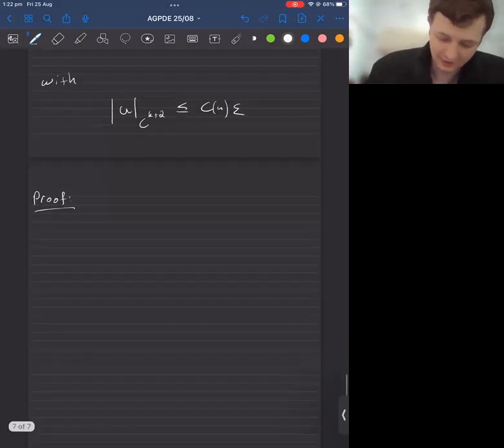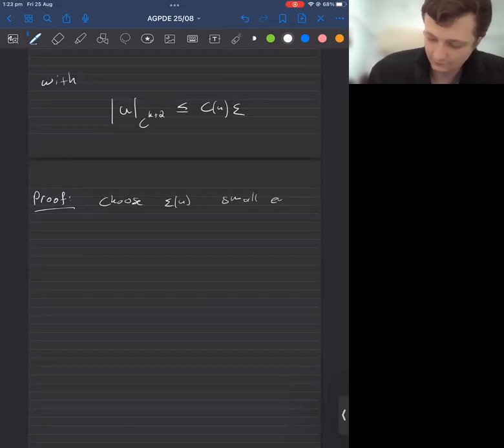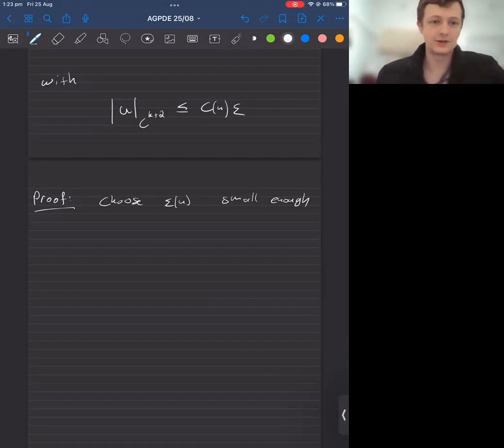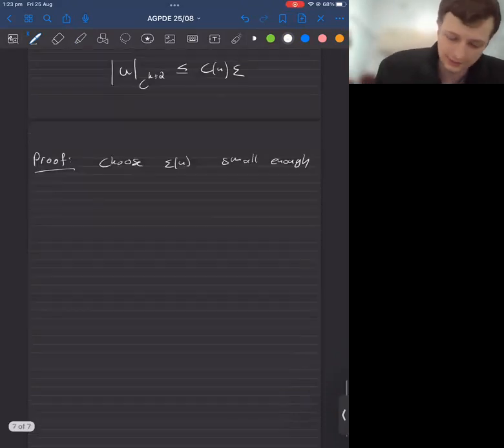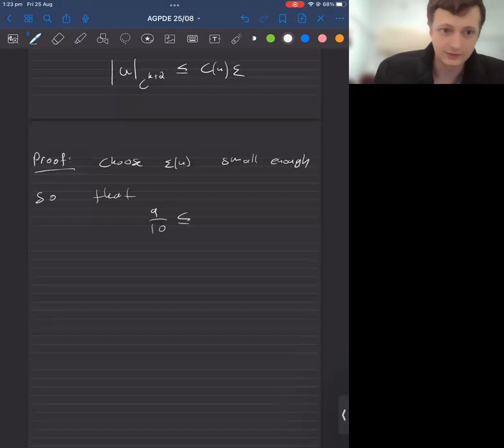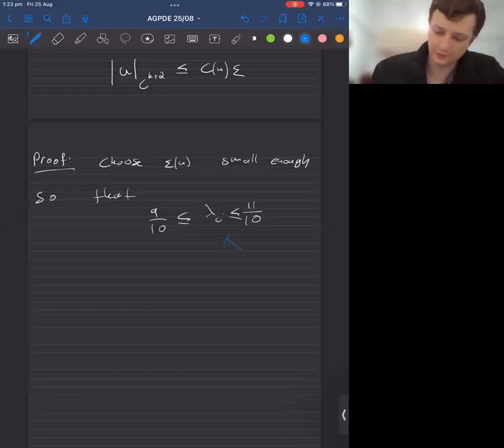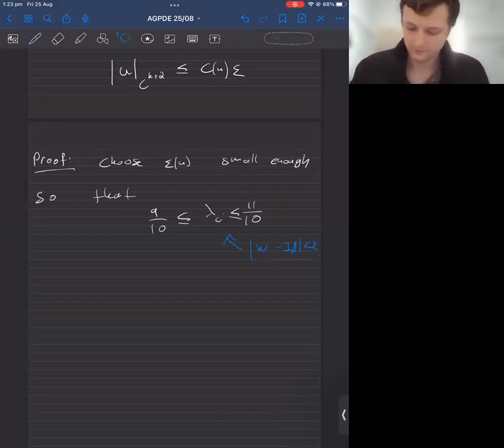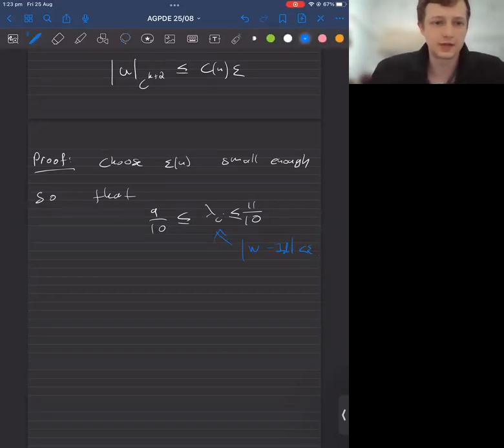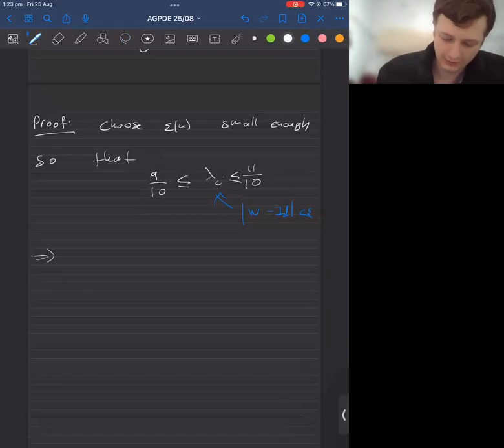So let's just choose epsilon of n small enough. We want to choose it small enough so that W is really close to the identity to give us uniform convexity, right? So that say all of our eigenvalues are between these two numbers. Strictly speaking, this is true in the ball where this is happening. So clearly this implies uniform convexity.